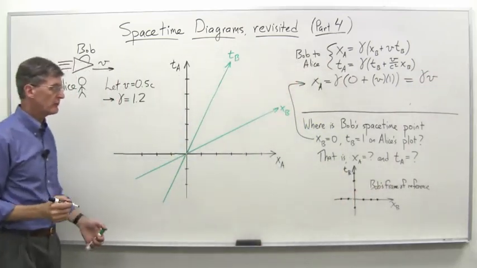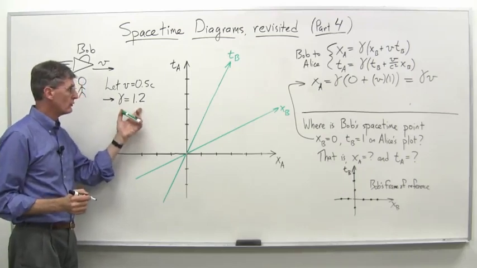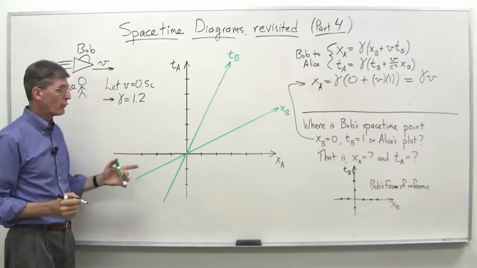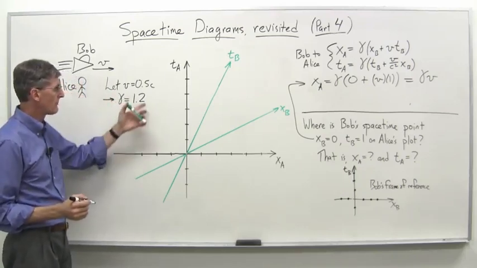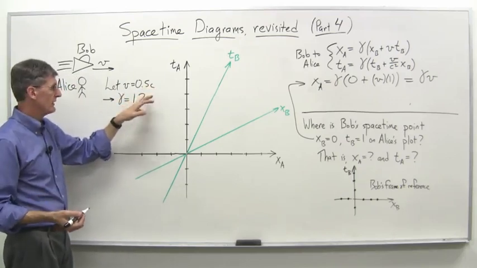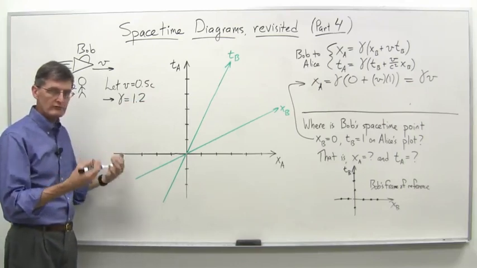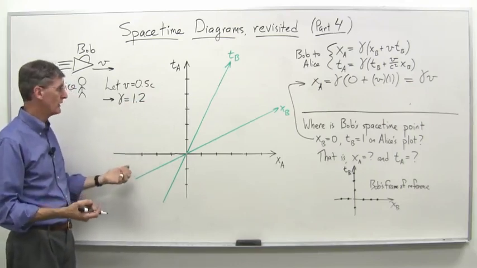And in fact, let's put some numbers in here for that. If gamma is 1.2 and v is 0.5c. And remember, c is the speed of light, and we're using units of light years per year, so it just has the value 1 very nicely for us.